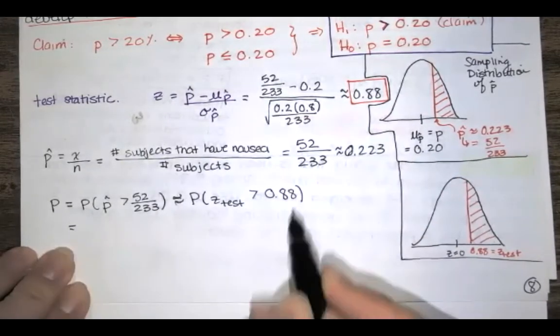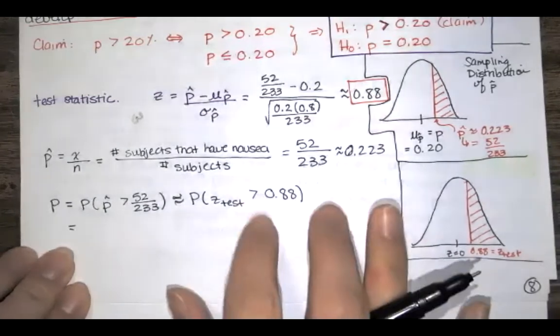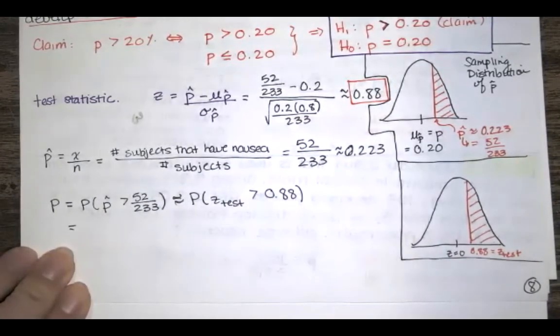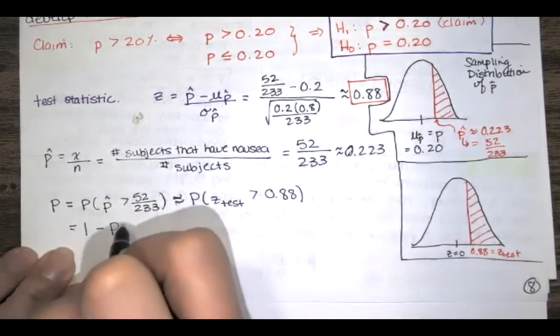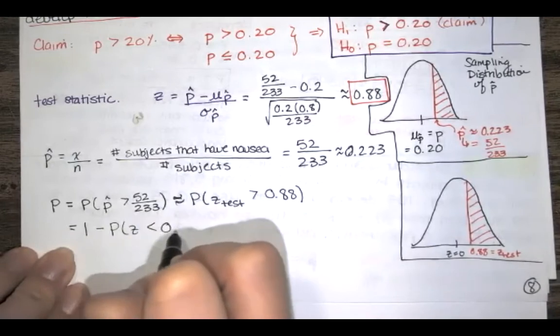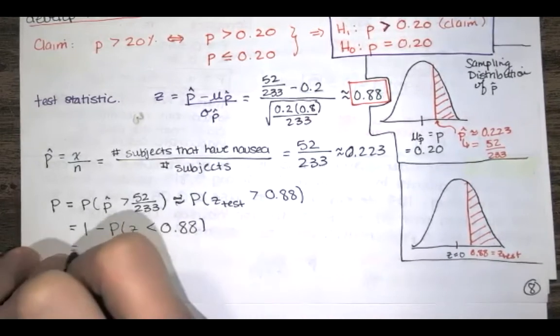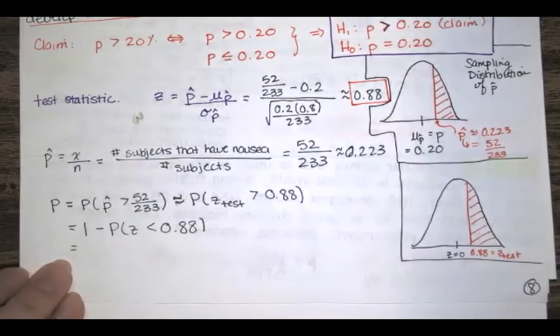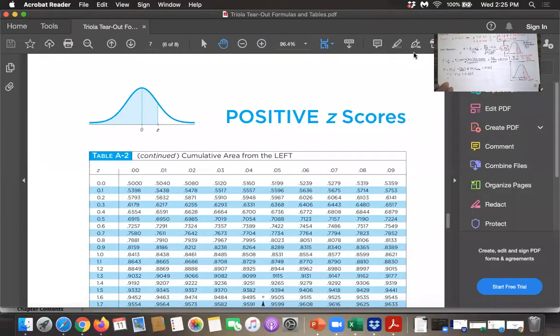And if I'm using a greater than sign, I don't have areas to the right in my table. So I need to use areas to the left. The area to the right is 1 minus the area to the left. And we can use either Excel or table A2 to compute this. So I think I will use table A2. So I go to my positive z-scores in table A2, and I'm looking for z equals 0.88.